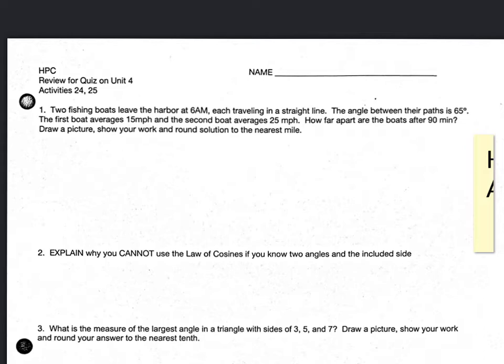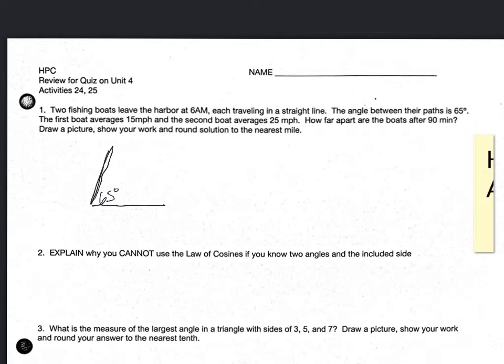We've got fishing boats, each traveling in a straight line. So that's important. The angle between their paths is 65 degrees. Okay, so we have two boats. Each of these straight lines is a boat, and the angle between them is 65 degrees. The first boat averages 15 miles an hour, the second is 25. How far apart are the boats after 90 minutes?